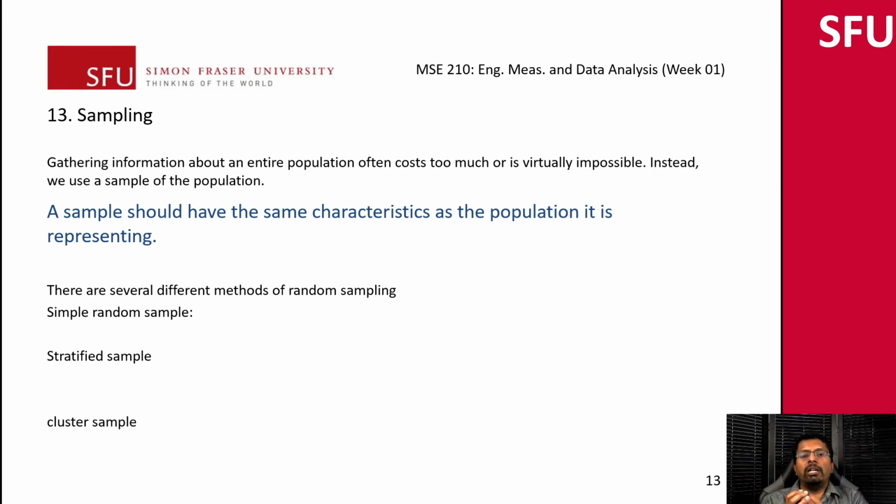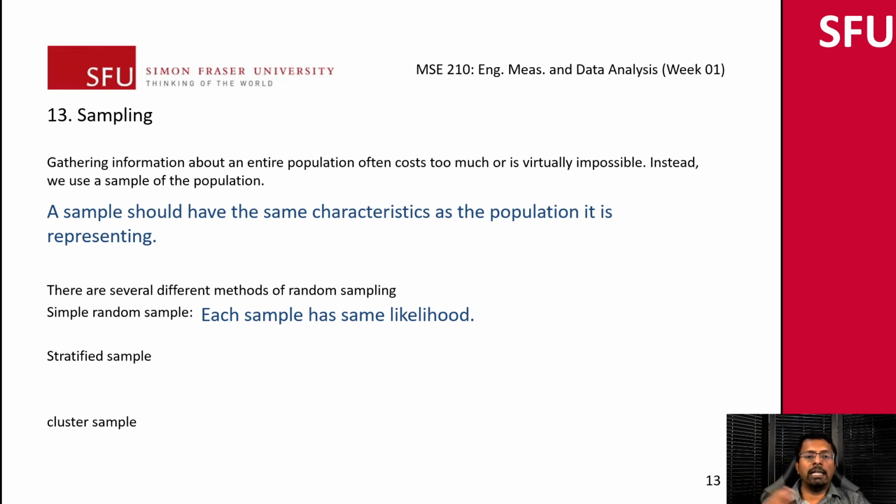We want to make sure that the sample actually has the same characteristics as the population it represents. There are different ways in which you can draw your sample. The first one is a simple random sample, where each sample is equally likely.